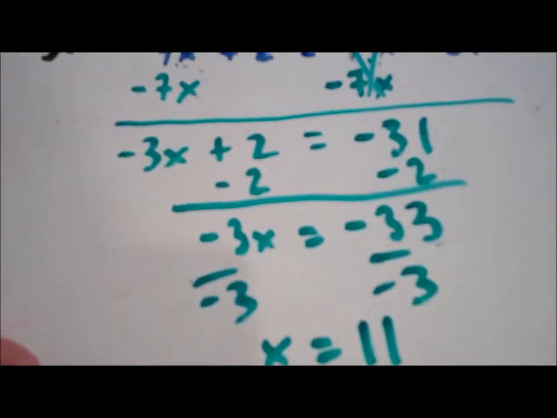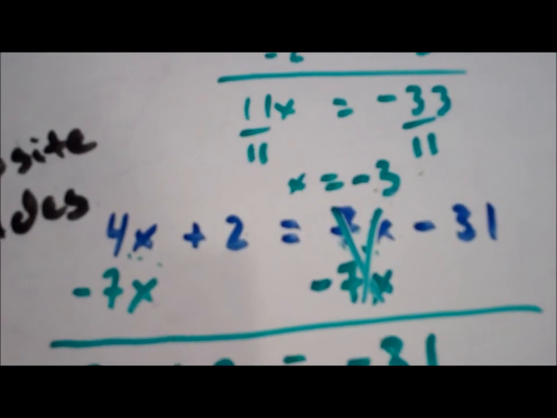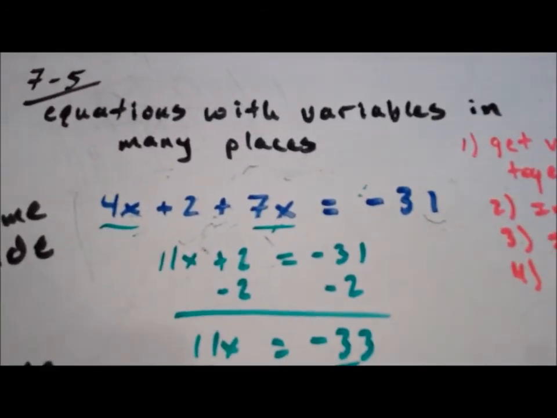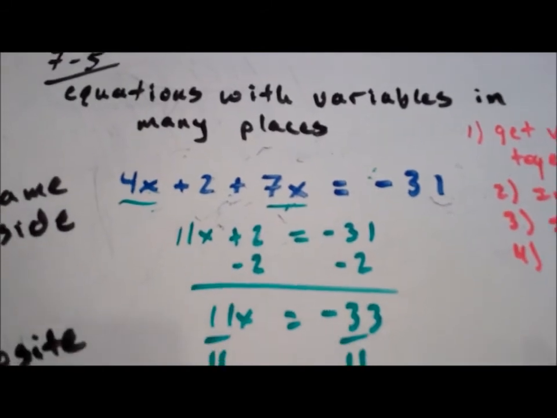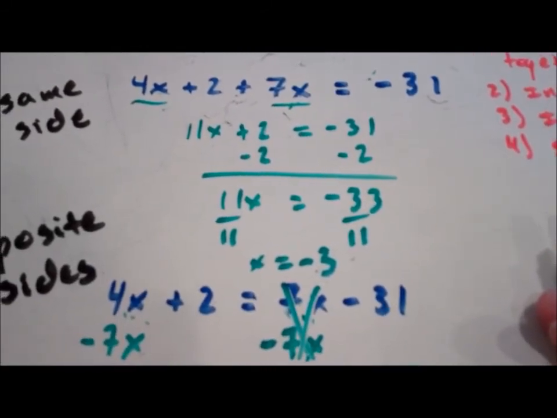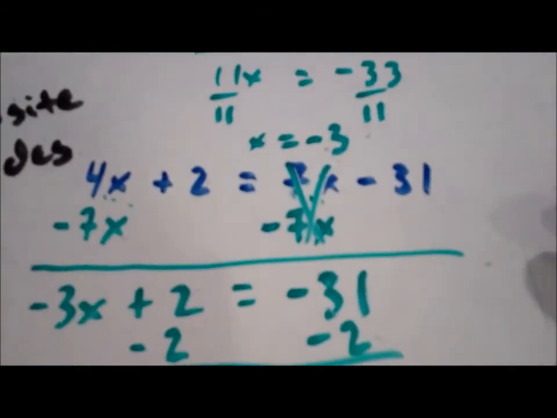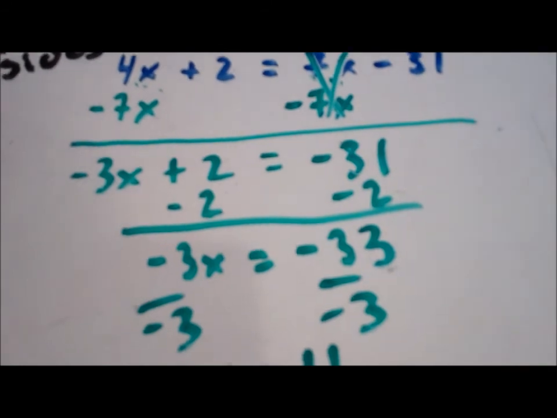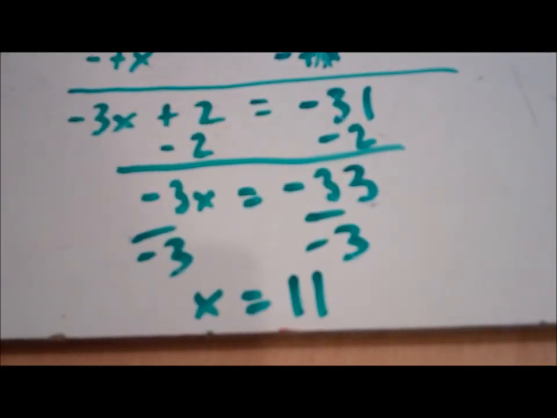So notice I'm using the same numbers in both equations, but depending on where the variables are, because they're in many places, depends on how I get them together. In the first equation, I just combine them. In the second equation, I had to use inverse operations to combine them, and I got x equals 11.